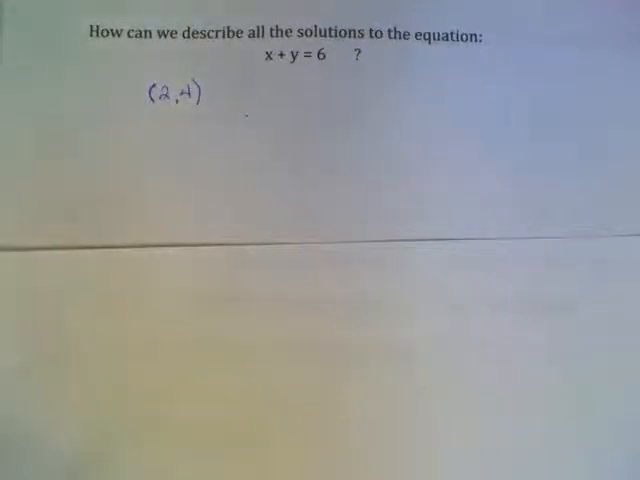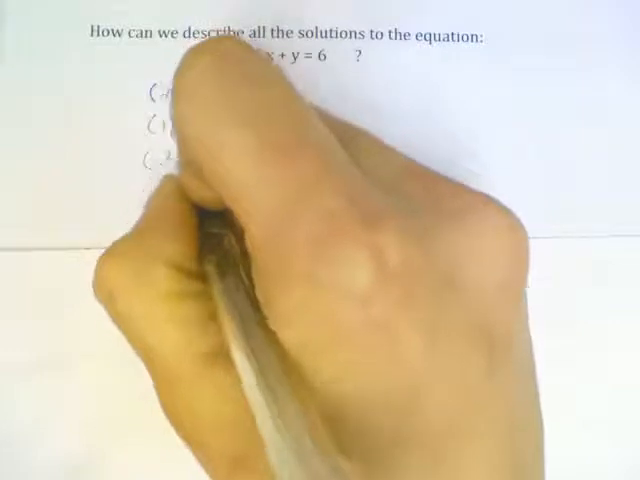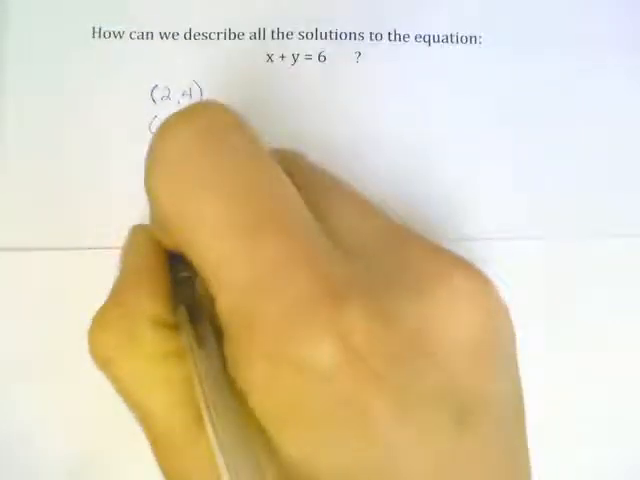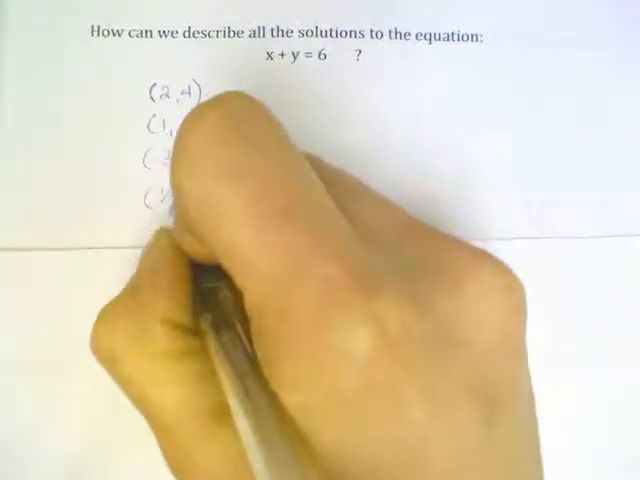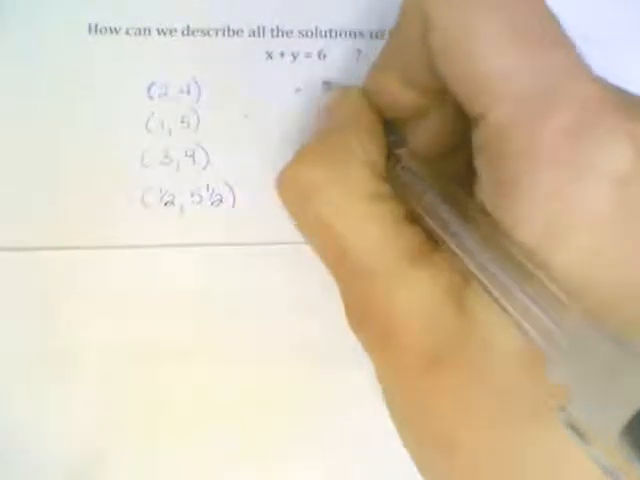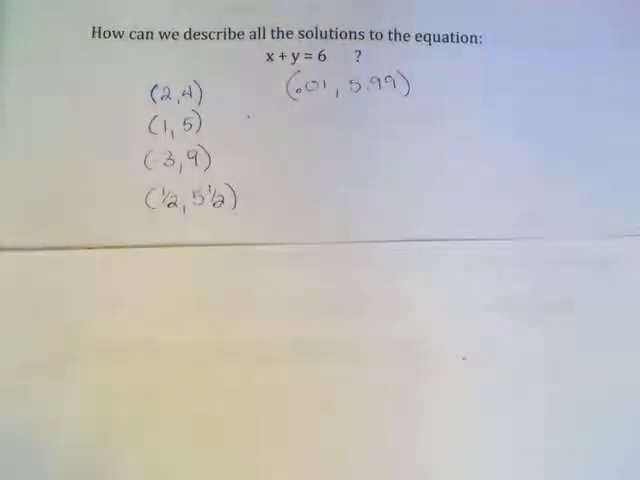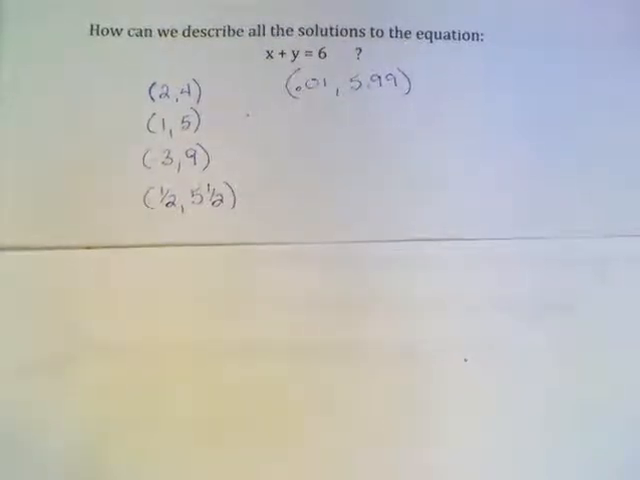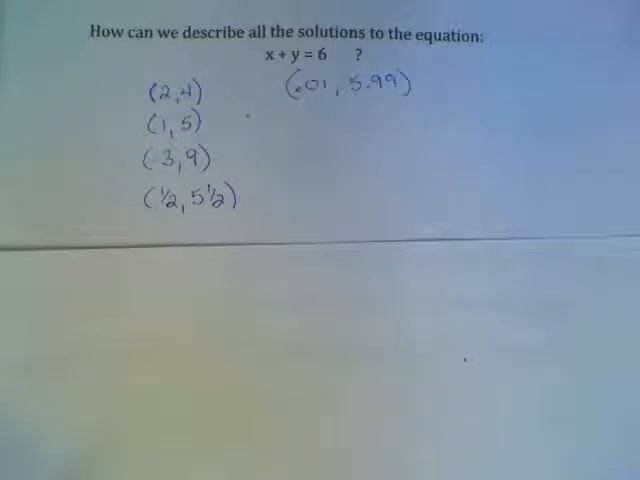But there are many other solutions to this equation. For example, 1, 5, negative 3, 9. I can even go into fractions or decimals, a half plus 5 1/2, 0.01 and 5.99. All of these are good examples of solutions to this equation, but how can I describe them all?